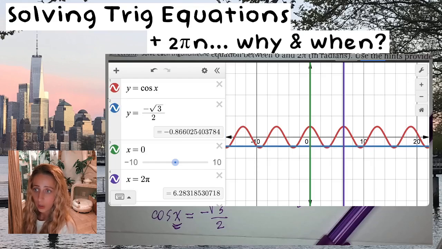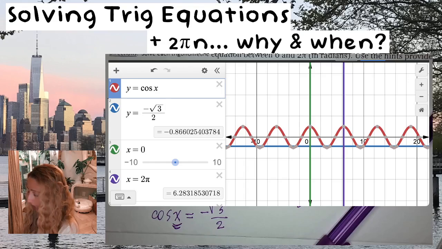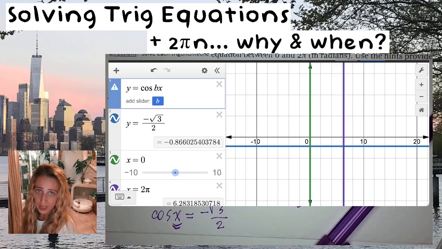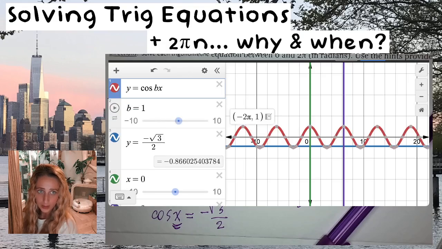Now, if I go over here in front of the x, I'm going to call it b. If I put in a value b, my graph went away because I have to decide whether to add a slider. That slider is me changing the value of b. By default, b is 1, and I'm back to where I was just a few seconds ago. So I'm going to play with the slider.